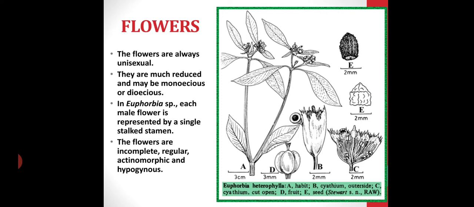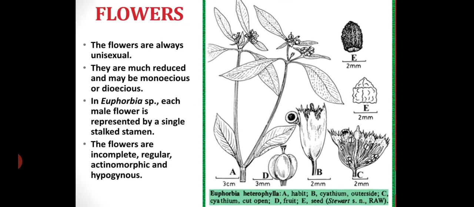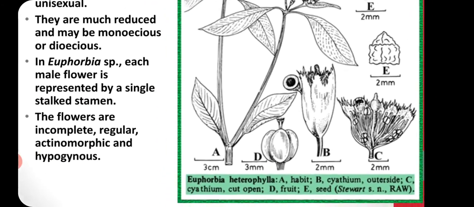Okay, remember, the flowers are incomplete because there are no essential whorls. But in some species, for example in Ricinus, it is complete. So the flowers are incomplete, regular, actinomorphic and hypogynous. And here we can see this is Euphorbia heterophylla. This is your practical specimen.